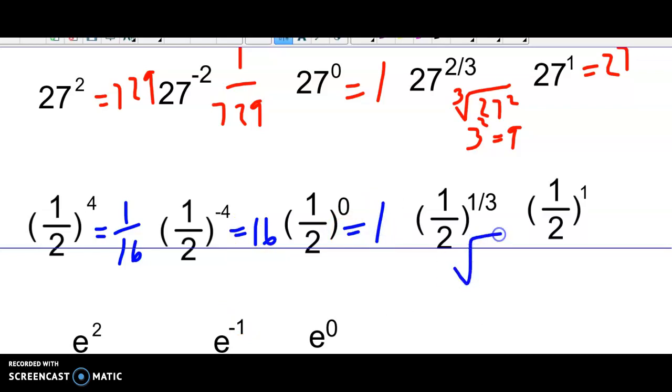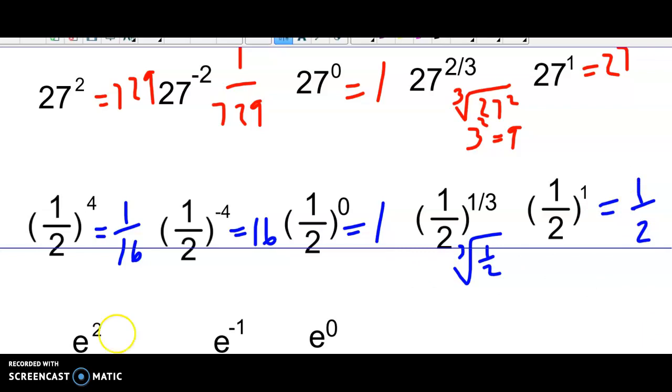This is asking me to find the cubed root of a half. Well, I'm not going to do that. Okay, that's going to be some irrational number. I'll put that in my calculator and figure that out. I don't know what times what is a half. It's an irrational number. A half to the first is a half.